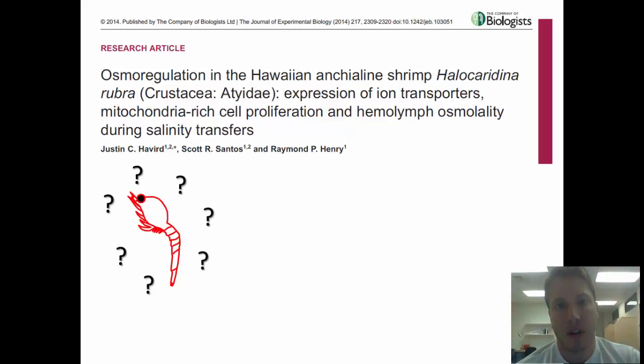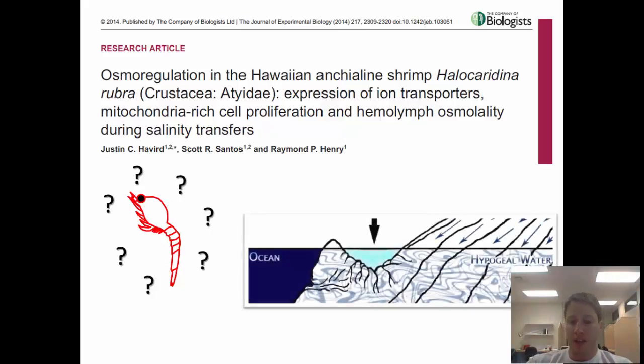So the adults are found pretty abundantly in anchialine ponds in Hawaii, but the larvae have never been found in the surface water of these ponds. And it's thought that the larvae are confined to the underground portion, sort of the cracks and crevices of these habitats.